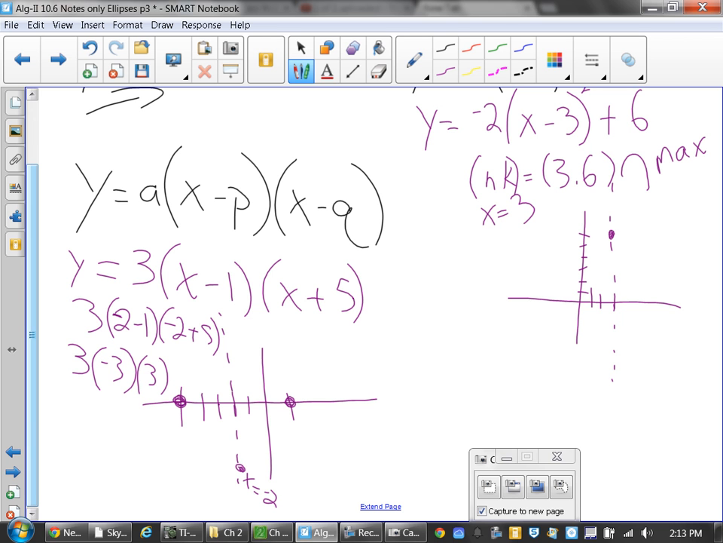Your vertex is always going to lie on that axis of symmetry. So if you're given something that's in that intercept form, once you find your zeros, you find that axis of symmetry, you substitute in that value for x, and it gives you your y value for your vertex.